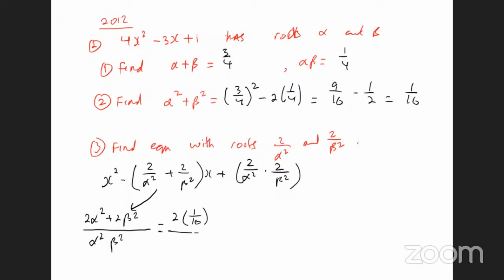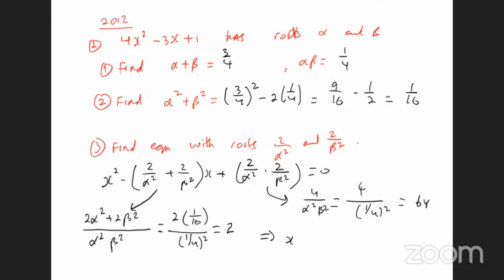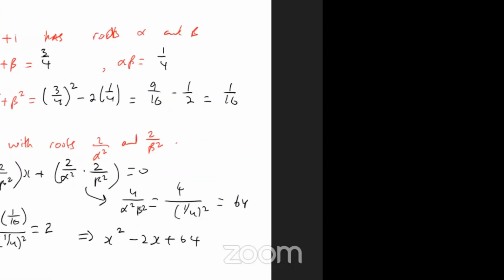Alpha squared by beta squared is 1 on 4 squared. 2 on 16 over 16, 2. And then this one here is 4 over alpha squared beta squared. So that's 4 over alpha squared beta squared is 1 on 4 squared. What is that? 16 by 4, 64. So the final answer is x squared minus 2x plus 64. All right, so just a quick review on what we did before. All right, so let's take a look at cubic equation.